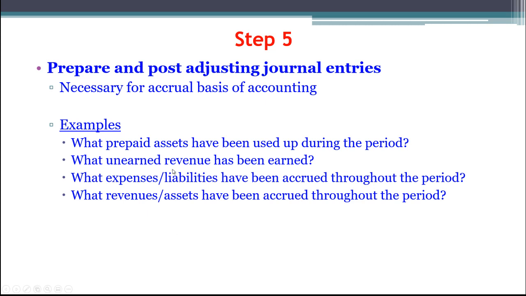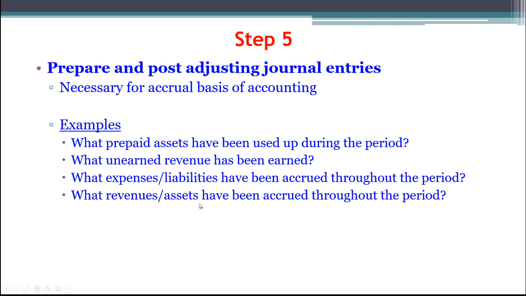What unearned revenue has now been earned? We need to count that as revenue this period. What expenses or liabilities have been accrued throughout the period? For example, salaries payable. We now owe our employees money, so we record a salaries expense and a salaries payable. That's an adjusting journal entry.